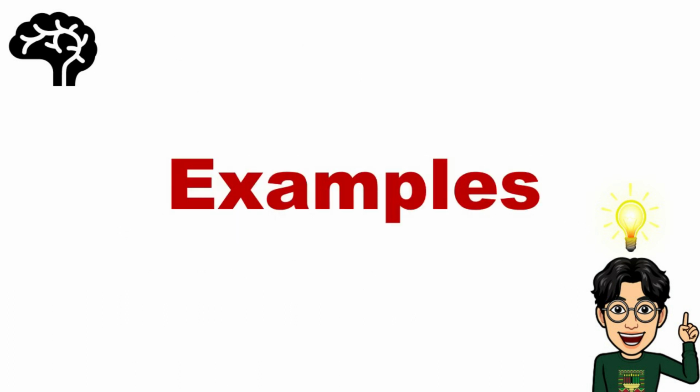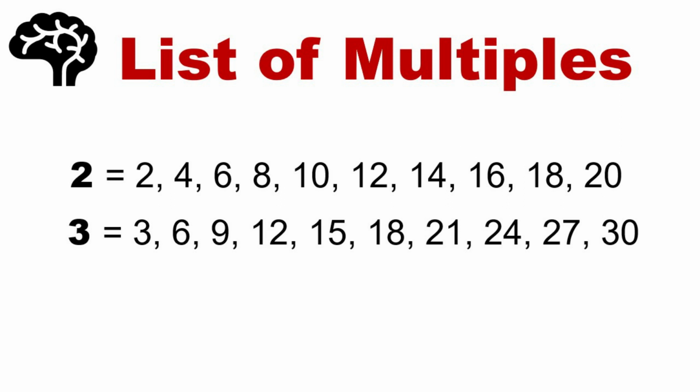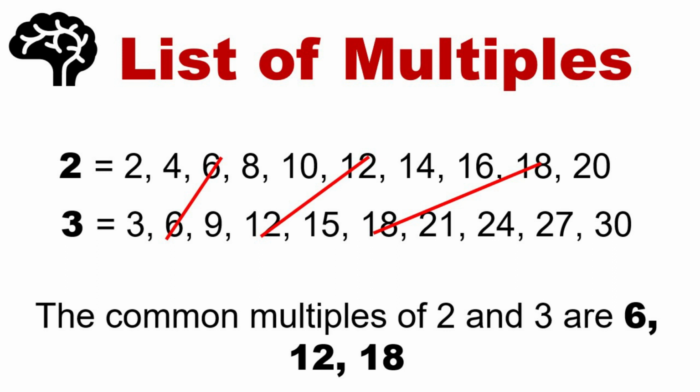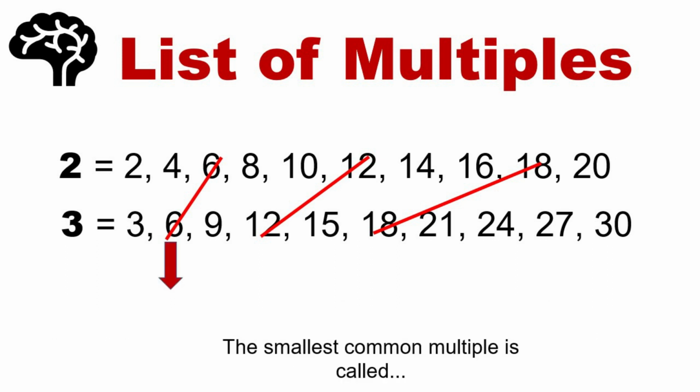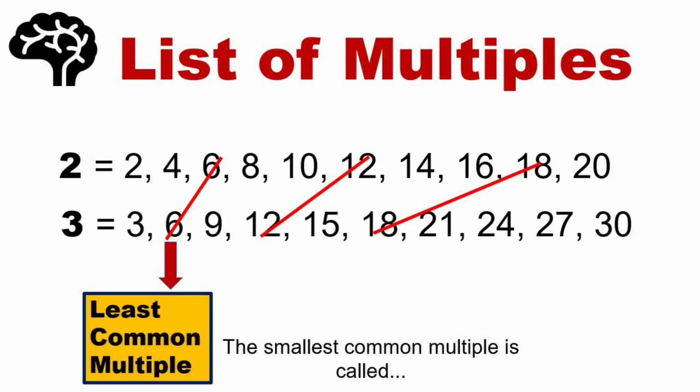Examples: we have 2 and 3. The multiples of 2 and 3 are listed below. The common multiples of 2 and 3 are 6, 12, and 18. The smallest common multiple is called least common multiple. In this case, the least common multiple of 2 and 3 is 6.